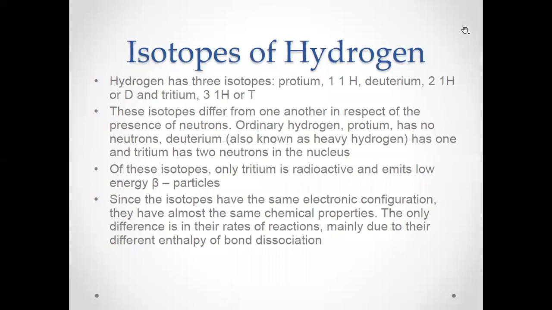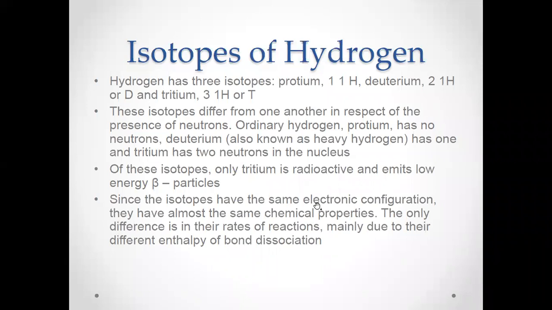Among all these isotopes, only tritium is radioactive and emits low energy particles, that is beta particles. I think you are all familiar with alpha particles, gamma rays, cathode rays. In the discovery of electron, proton, neutron, you have learned about these types of particles: alpha particles, beta particles. So tritium is considered a radioactive element, and it can emit a low source of energy, that is the beta particle.